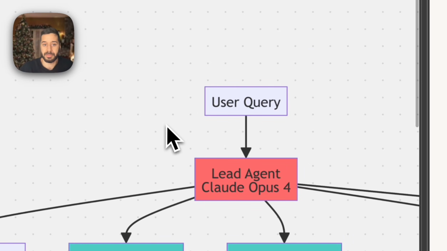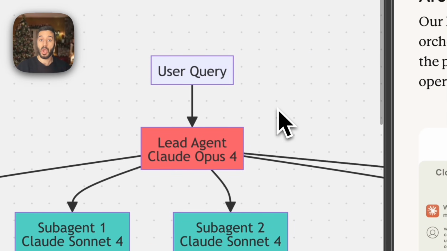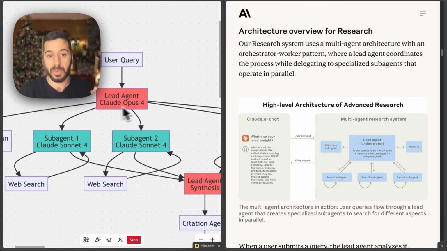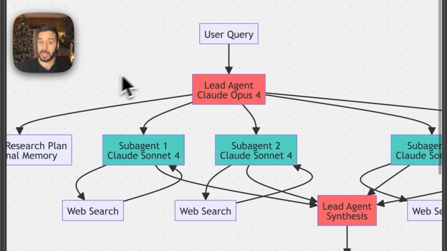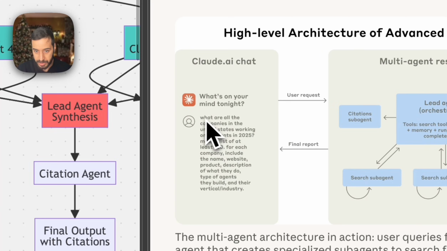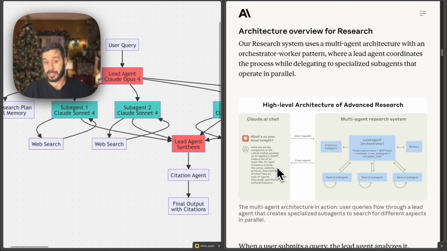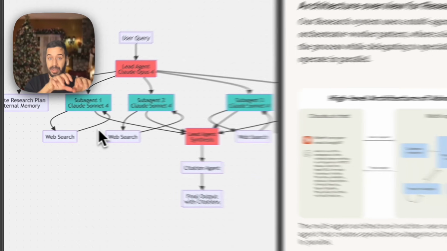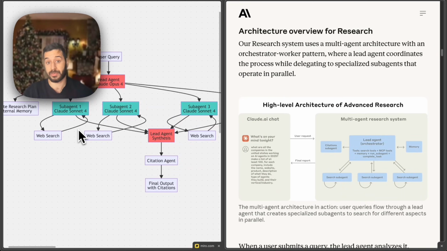So first the user query comes in, then we have the lead agent. The lead agent will first write a plan and save it into an external memory. It will also spawn the sub-agents, so it will invoke the sub-agents to perform those specific queries. Let's take this example: what are all the companies in the United States working on AI agents in 2025? This query can be broken down into multiple queries, and those queries will be directed to the agents. For example, one agent will search for all companies, another agent will try to search for a specific company to get their information, like website, name, whatever.